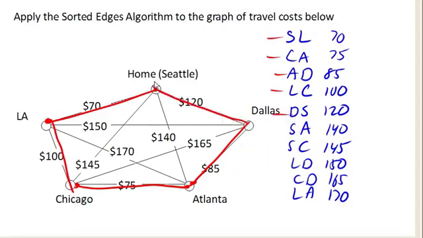We're done at this point, and we have our circuit. Seattle, LA, Chicago, Atlanta, Dallas, and back home to Seattle is what we get from the sorted edges algorithm here. And this one does turn out to be the optimal circuit. We also happen to find this using nearest neighbor.